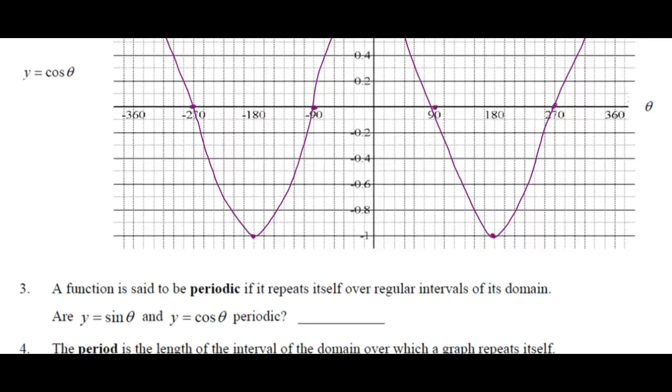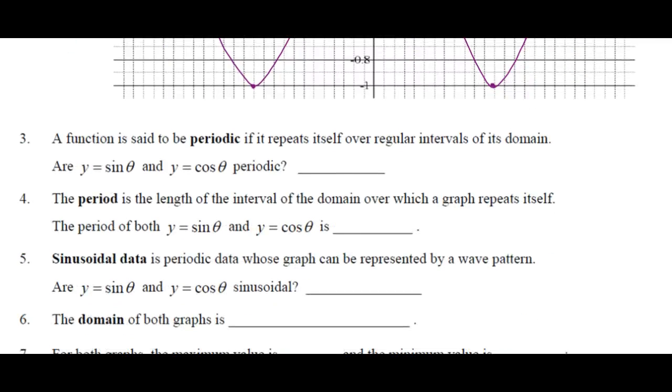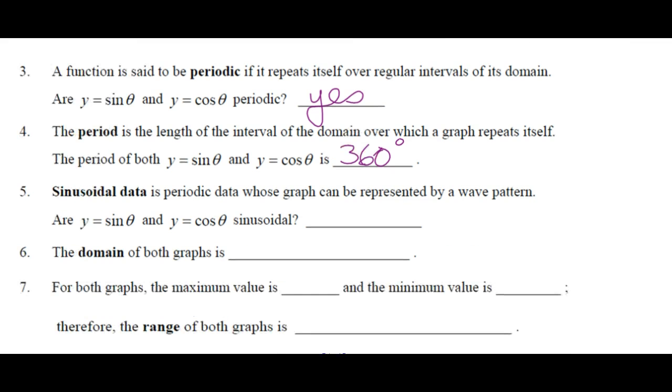A function is said to be periodic if it repeats itself over regular intervals. Are these periodic? Yes. The period is the length of the interval of the domain over which a graph repeats itself. So the period is 360. And you need a degree symbol, right? That actually is units, especially next year when you get into whether it's degrees or radians. Okay, you need to make sure you have units. What? We don't do radians. Not this year.